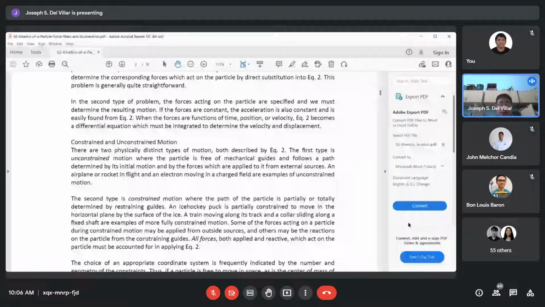Now, some of the forces acting on a particle during constrained motion may be applied from outside sources, and others may be the reactions on the particle from the constraining guides. Now, all forces, both applied and reactive, which act on the particle must be accounted for in applying the equation summation of F is equal to ma.